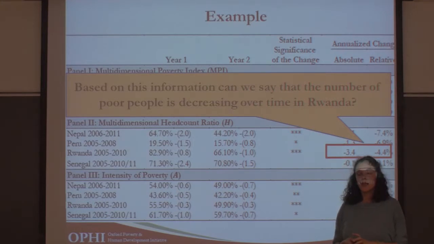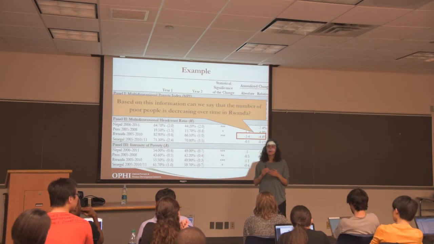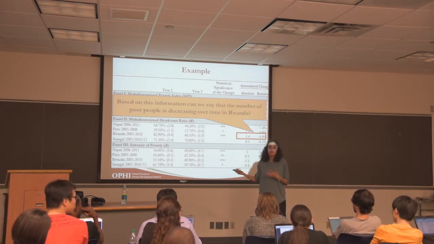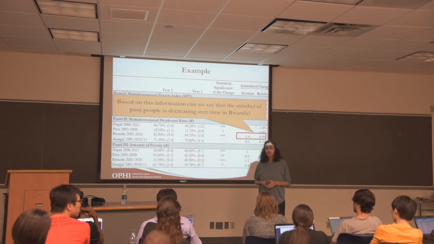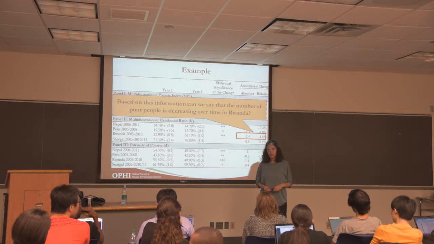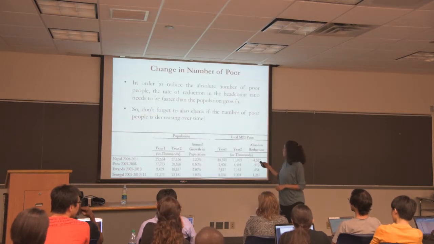So this is always a division. It's the number of poor divided by the population. So the percentage might decrease, but if the population is increasing, the number will be higher. Good. Let me show you this.